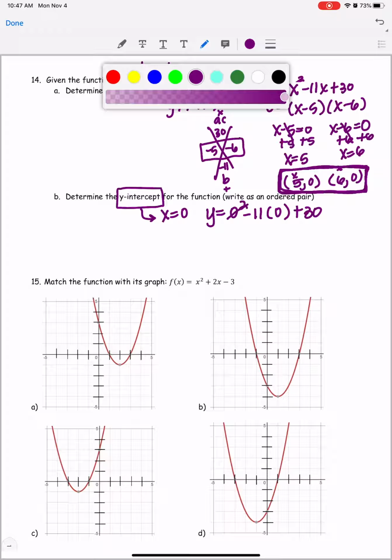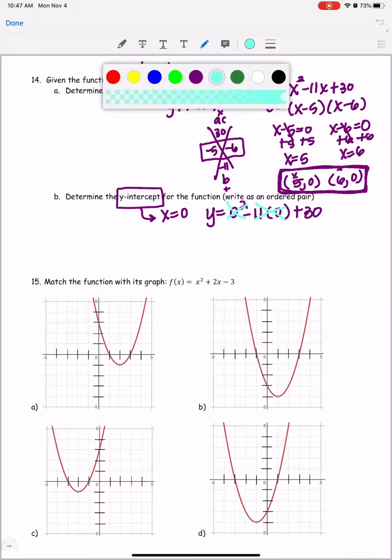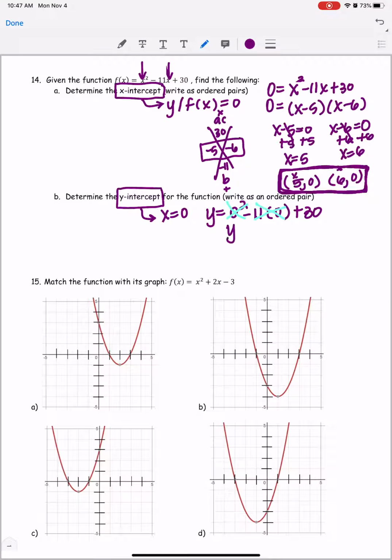Well, 0 squared is 0, and anything times 0 is 0. So all I am left with is y equals 30. Again, if it didn't tell me how to write it, this is fine, but because it says write as an ordered pair, now in place of my y coordinate, we're putting in 30 and 0 for my x. So that is my y-intercept.